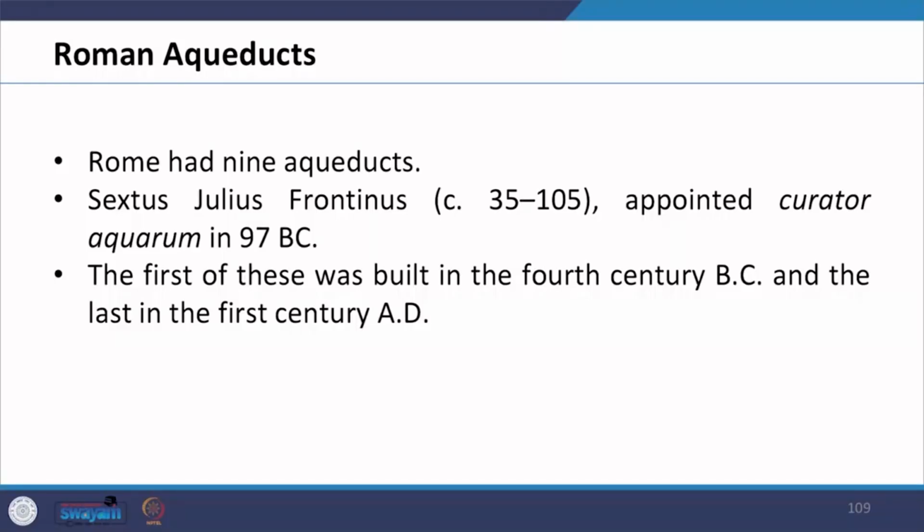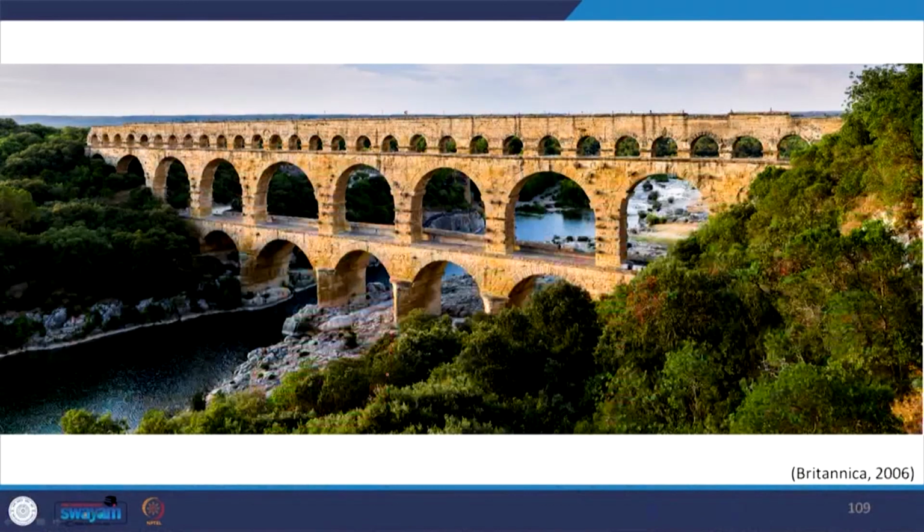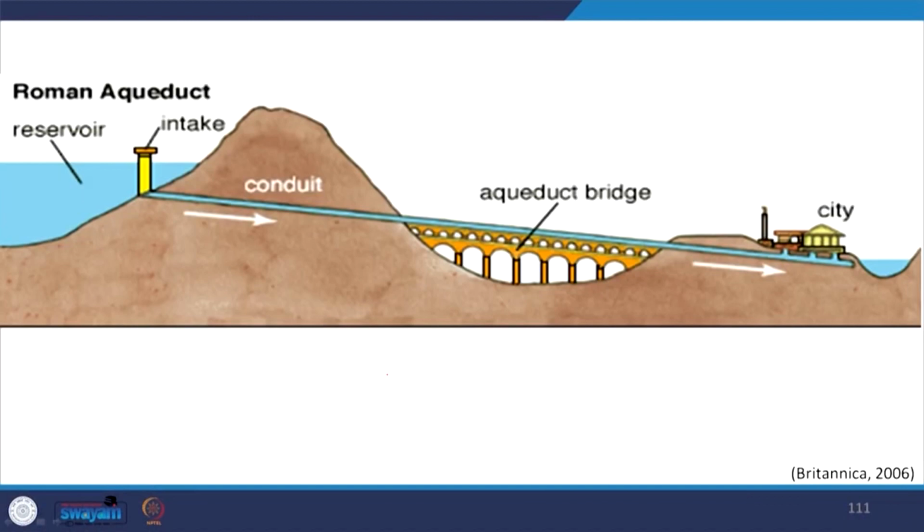Roman aqueduct uses. Rome had 9 aqueducts by the time of the engineer Sextus Julius Frontinus, appointed curator for aquarium in 97, main ancient source of the water supply. The first of these was built in the 4th century BC and the last in the 1st century AD. Here we can see the advanced system of water supply, the aqueducts and the water reservoirs which are still present. In this image you can see the engineering involved.